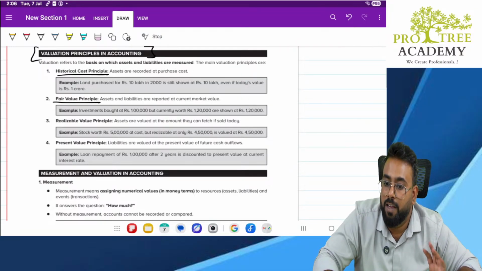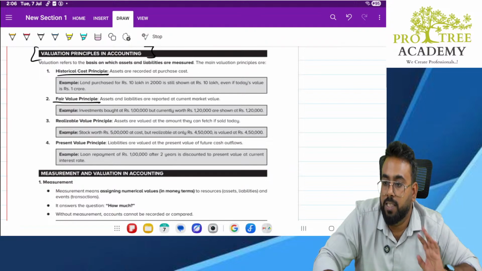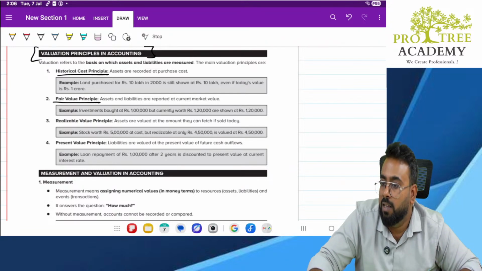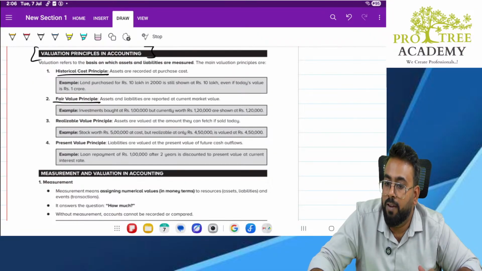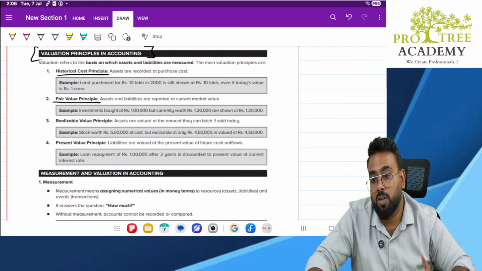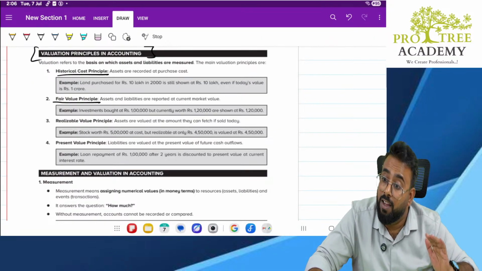The current market price is called fair value. Say, for example, when you purchase something and after 3 years you want to sell it, the value you get is nothing but fair value. That means the price it can fetch in the market is fair value. Let's take an example. I have a car. I purchased it at say 16 lakhs. Now I have used it for 2 years. If I try to sell that car, how much will I fetch? The historical cost was 16 lakhs. The current market price is, say, 8 lakhs. So that is your fair value.